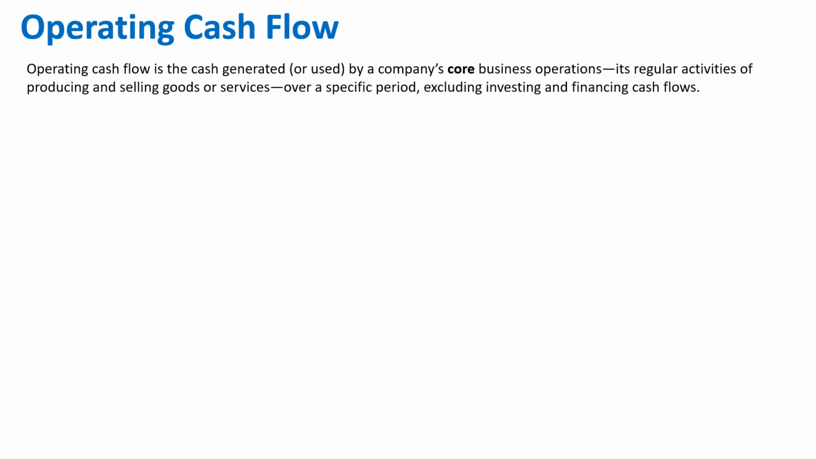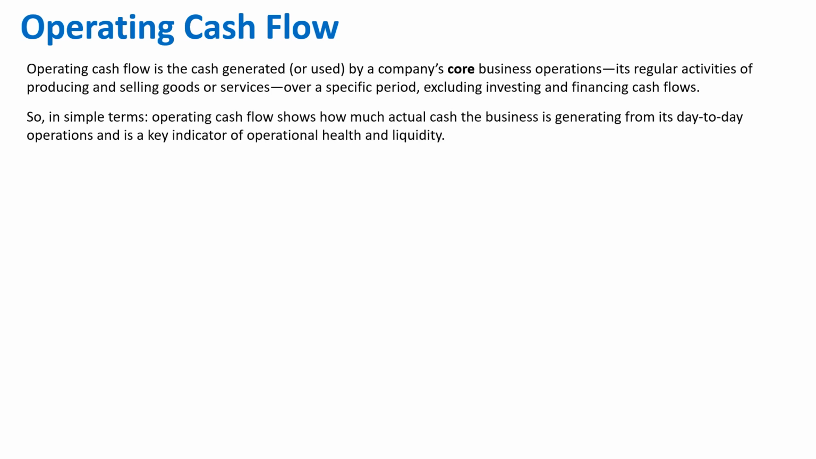Now let's try to understand what is operating cash flow. Operating cash flow is the cash generated or used by a company's core business operations, its regular activities of producing and selling goods or services over a specific period, excluding investing and financing cash flows. So in simple terms, operating cash flow shows how much actual cash the business is generating from its day-to-day operations and is a key indicator of operational health and liquidity.